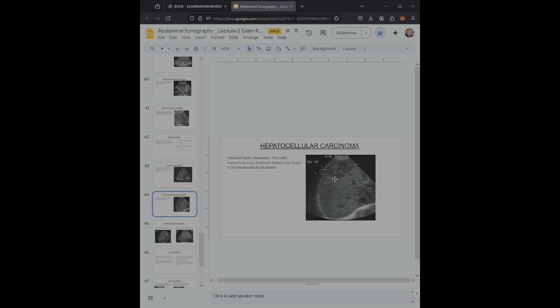And this is, I could say, hypoechoic, and this was characterized as a hepatocellular carcinoma.